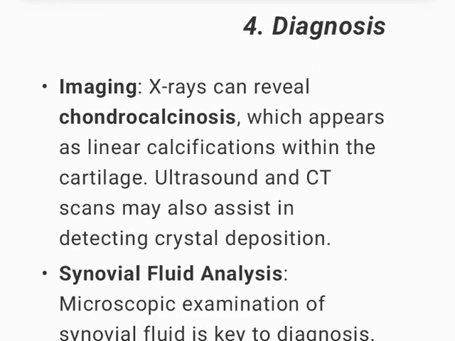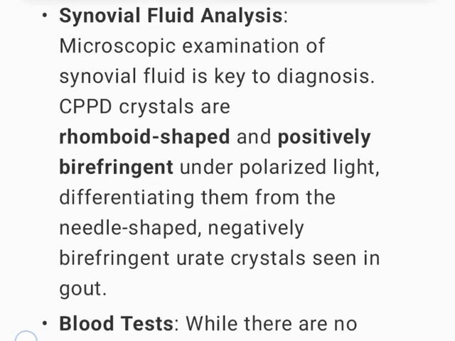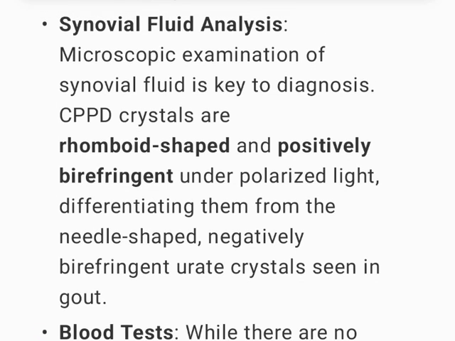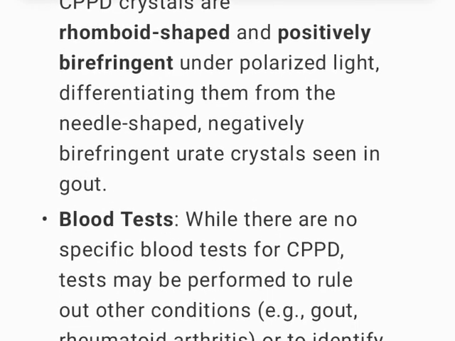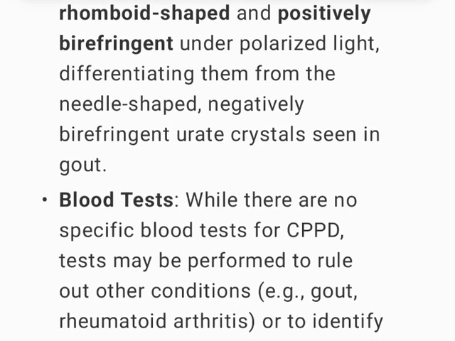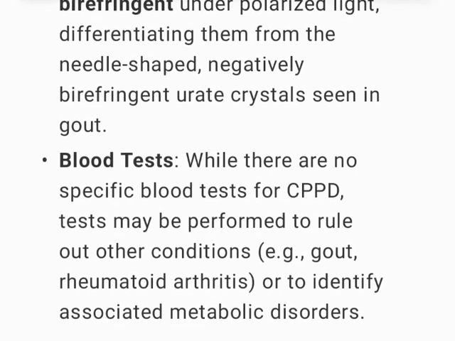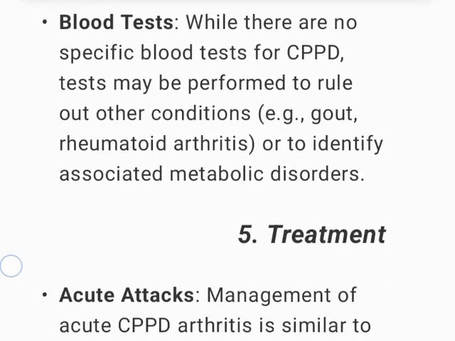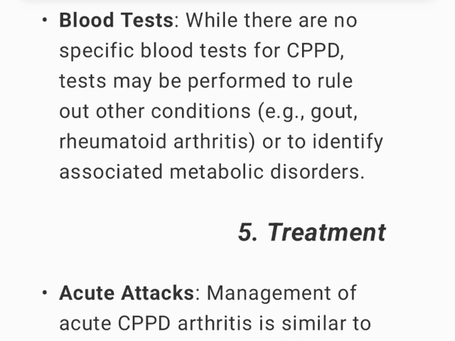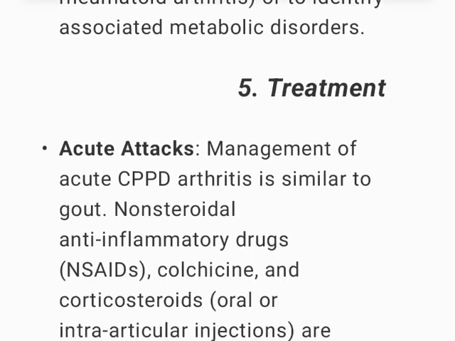4. Diagnosis. Imaging: X-rays can reveal chondrocalcinosis, which appears as linear calcifications within the cartilage. Ultrasound and CT scans may also assist in detecting crystal deposition. Synovial fluid analysis: Microscopic examination of synovial fluid is key to diagnosis. CPPD crystals are rhomboid shaped and positively birefringent under polarized light, differentiating them from the needle shaped negatively birefringent urate crystals seen in gout. Blood tests: While there are no specific blood tests for CPPD, tests may be performed to rule out other conditions, e.g., gout, rheumatoid arthritis, or to identify associated metabolic disorders.